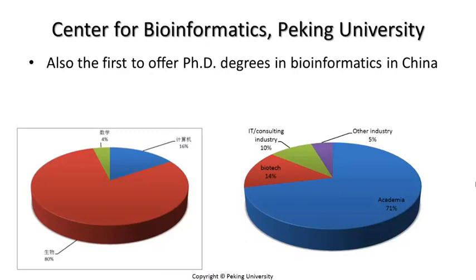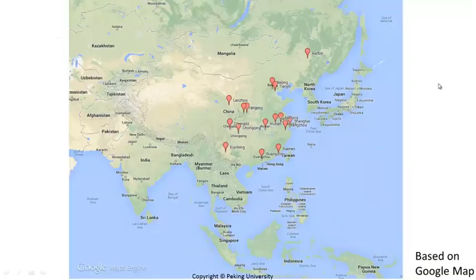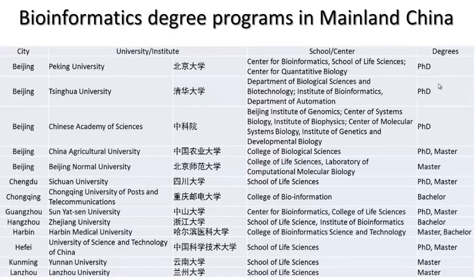Starting from the Center for Bioinformatics at Peking University, today, in 16 Chinese cities, there are over 30 formal degree programs in bioinformatics, offering PhD, master's, and bachelor's degrees. Here is a list for your reference.